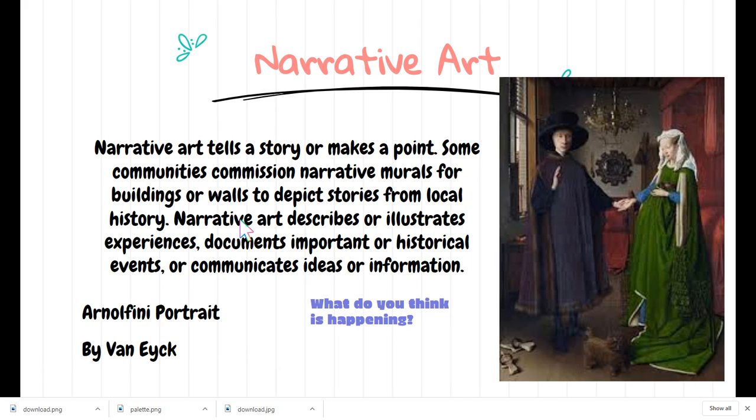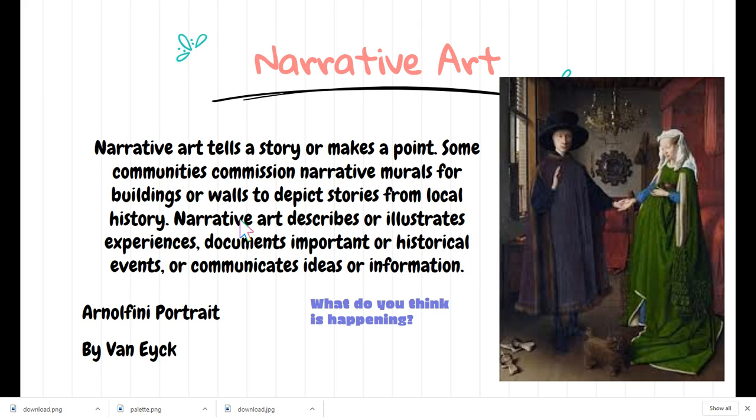Narrative art is art that will tell a story or make a point. A lot of times, communities will commission narrative artworks or murals for buildings depicting stories from the history of that area. So, an example would be if you went to Paducah and got to see the flood wall, it has the history of Paducah and a long narrative mural along the flood wall.